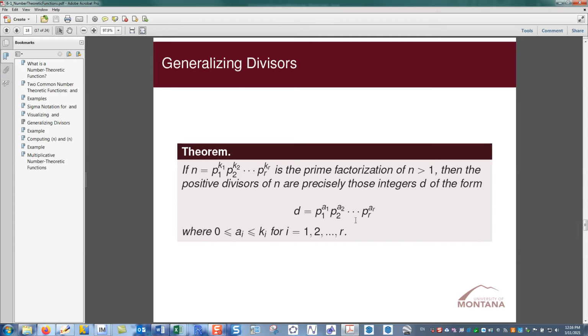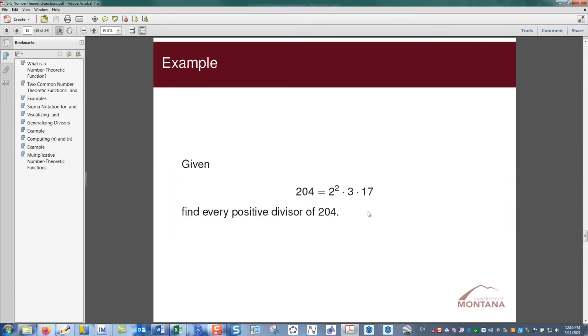So in other words, this a sub i in this particular factor has to be either equal to 0 or some number less than or equal to the k sub i in this prime factor. So let's go ahead, and I think the best way to do this is to do an example first, and then we'll prove it. So let's do this example. If we have this number 204, let's find every positive divisor of 204 using the prime factorization.